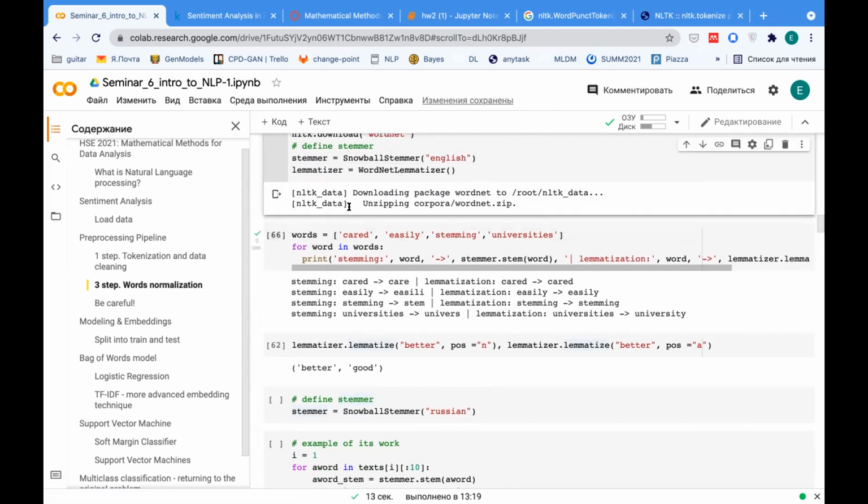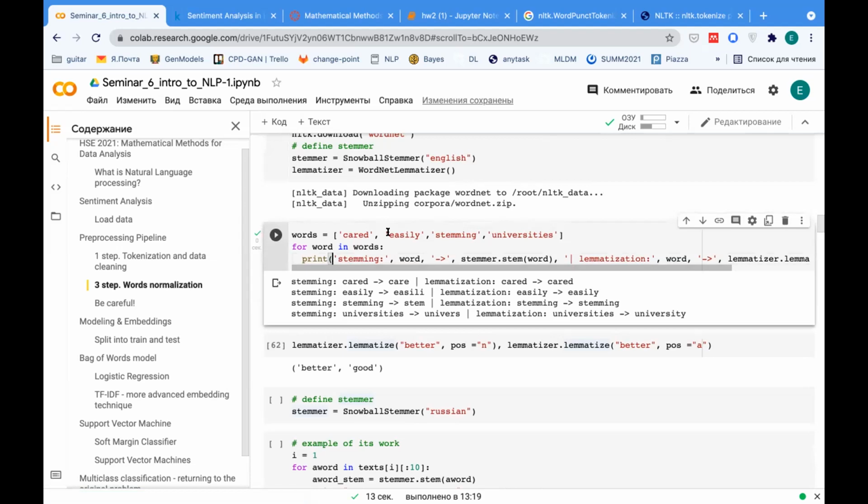For example, if we use the English language, we can see that actually stemming is not such a bad technique. But for example, for this word universities, you can see that stemming transformed it to a much smaller form than it should be. So the lemmatization just saved university from degrading, I guess, to universe.